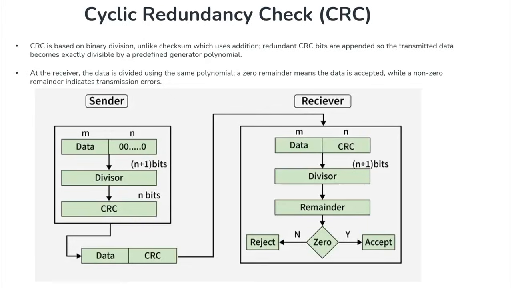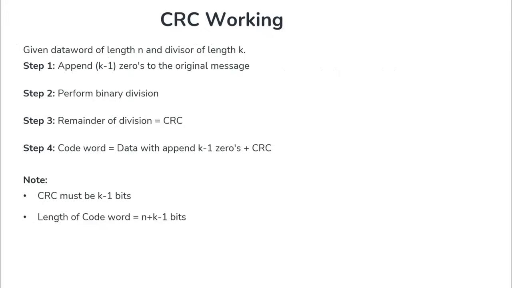Look, there is a data and a generator polynomial. Fine, after which you have the divisor. Divide, find out the CRC. Data along with the CRC is sent to the receiver. The same process is repeated at the receiver. Data along with the CRC, use the divisor, find out the remainder. If the remainder is 0, the receiver accepts the frame. If the remainder is not 0, the receiver rejects the frame.